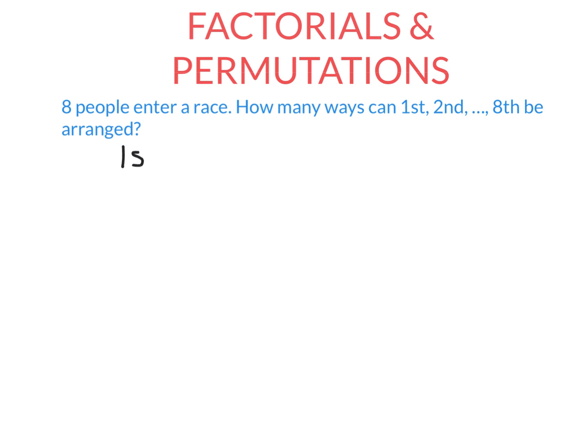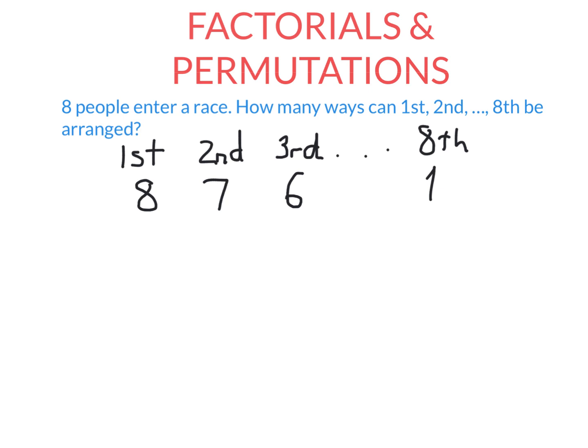So if we look at who finishes the race first, there are 8 possible people because there are 8 people who entered the race. After that first person finishes, there are 7 people who can finish second. And then after those 2 finish, there are 6 people left who could finish third, and so on. By the time you get to 8th place, there will only be one choice because the other 7 have finished.